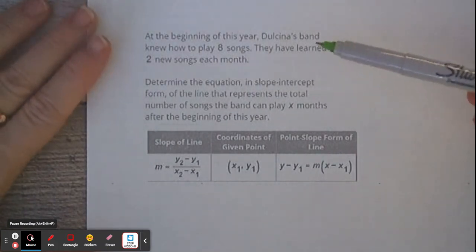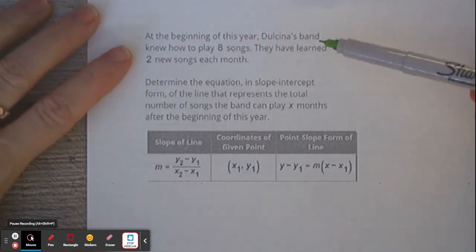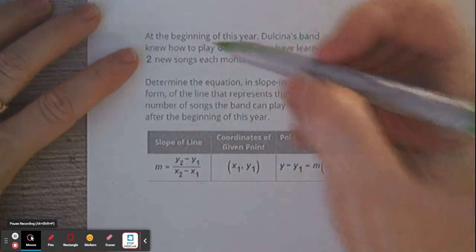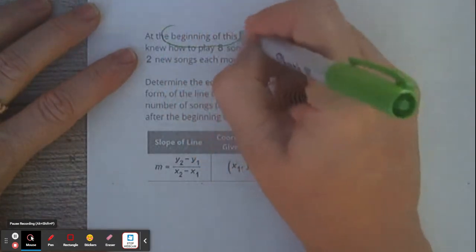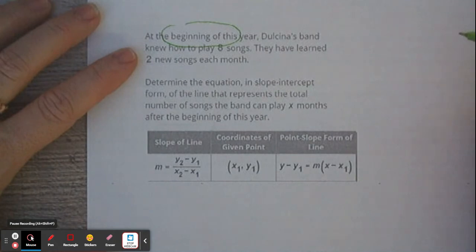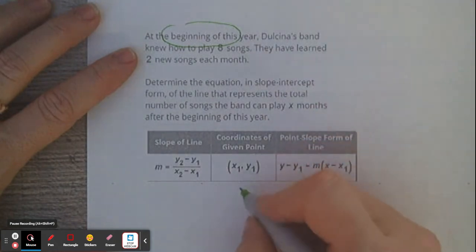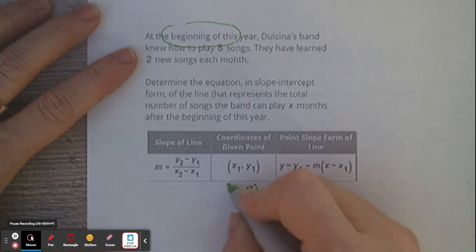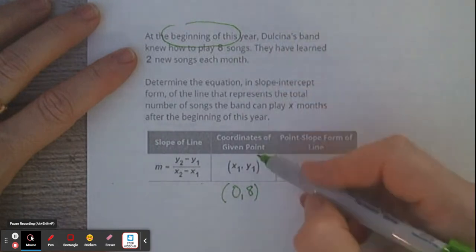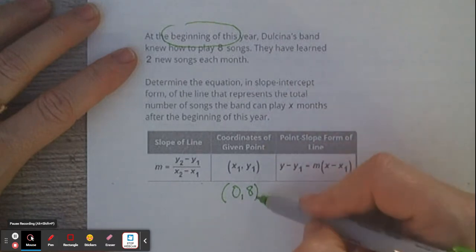So at the beginning of the year, Dulce's band knew how to play 8 songs. So this is the key. At the beginning of the year. That means that at month 0, they already knew 8 songs. So this fact right here becomes our given point, and it happens to be the y-intercept.